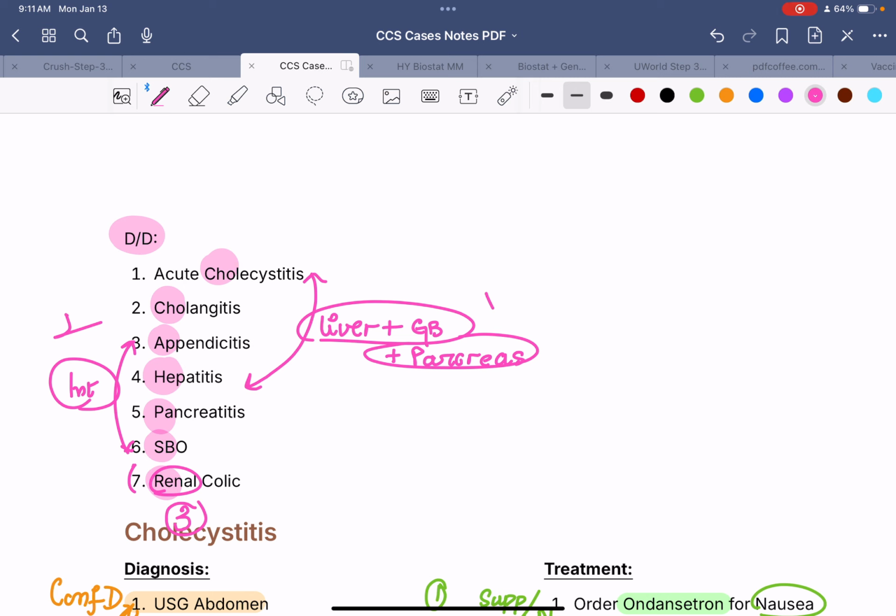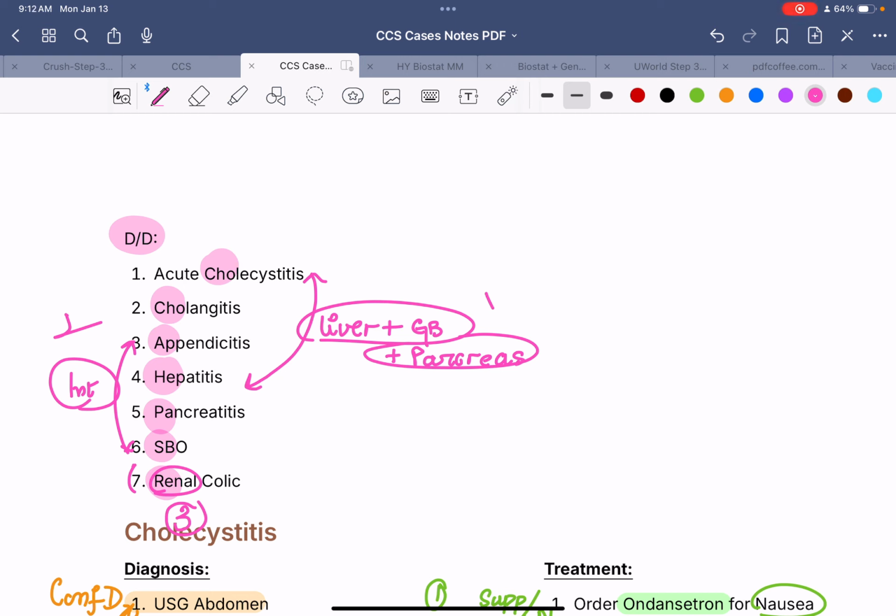Next up we have the intestine. The most important thing that can happen with the intestine is acute appendicitis, and besides acute appendicitis we can have small bowel obstruction. And then for the renal or the kidney we have the renal colic. So a quick review of what you have to keep in your mind, so that once you have an abdominal pain patient you have to work up all these causes, right?